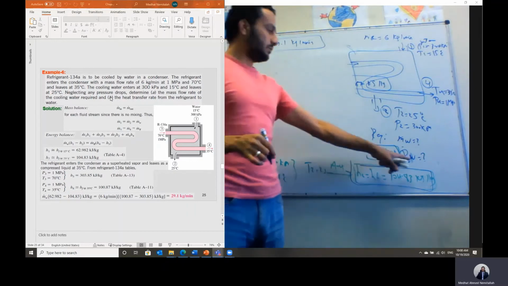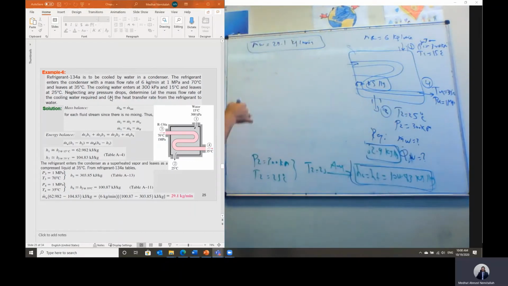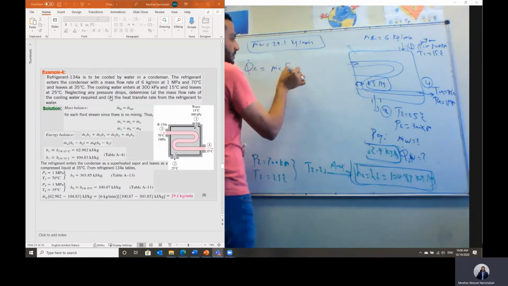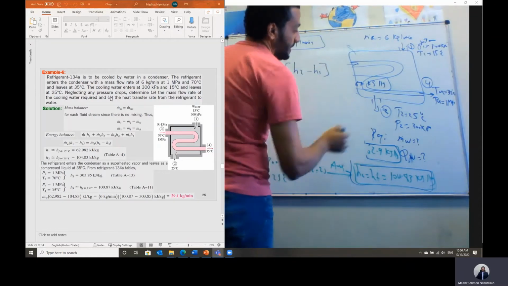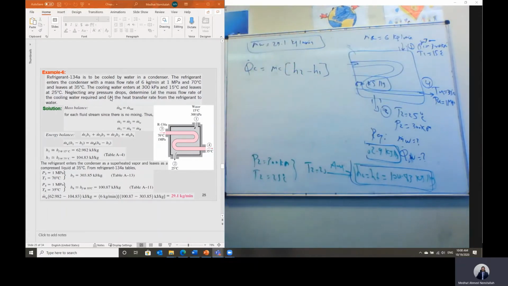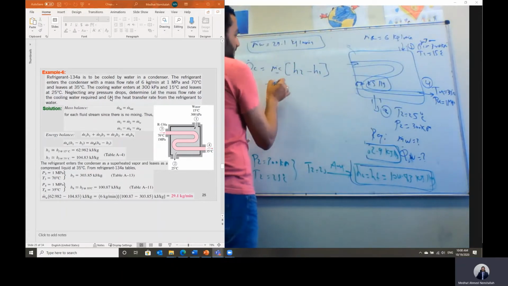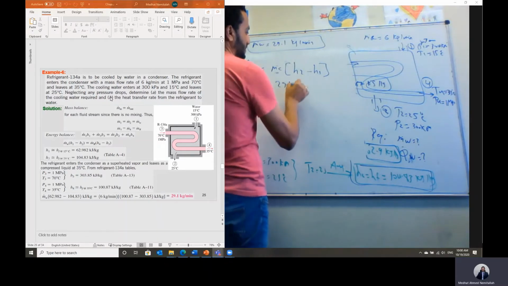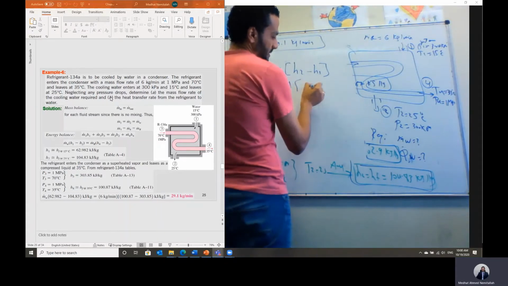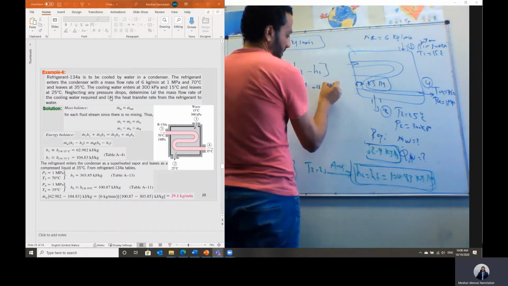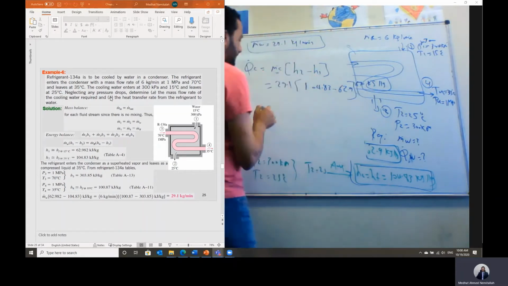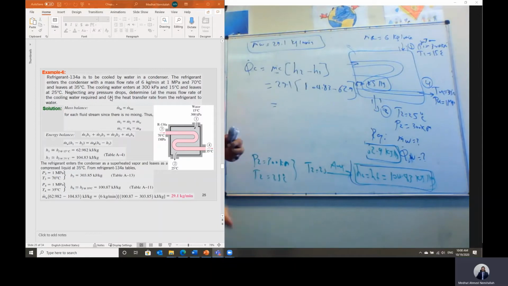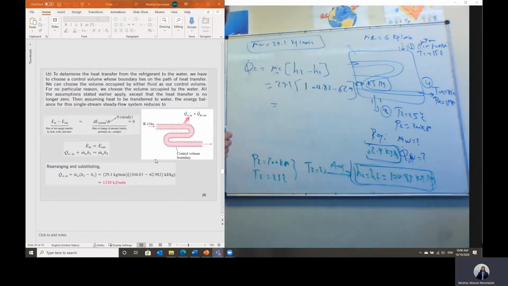Okay. But we need to calculate also the heat absorbed by the cooling water, which is Q dot cold. So as we said, Q dot cold will equal the mass flow rate of the cold fluid, which is water, multiplied by the difference in enthalpy, which is H2 minus H1 in this case. We got the mass flow rate of cooling water. It is equal to 29.1 multiplied by H2, which is 104.83 minus H1, which is 62.9. Then we can calculate this. It will be calculated in kilojoule per minute in this case.